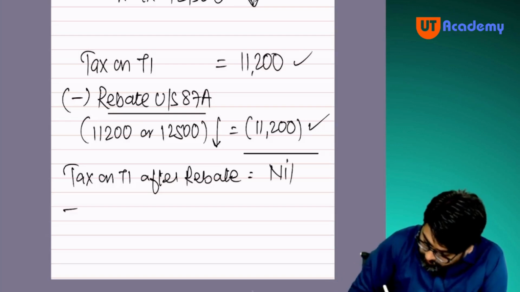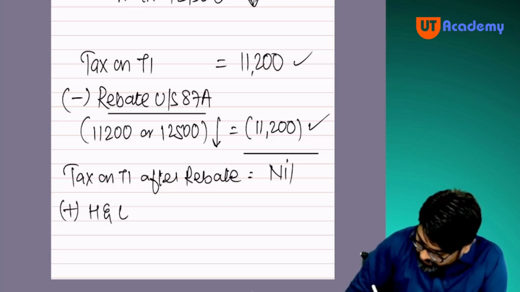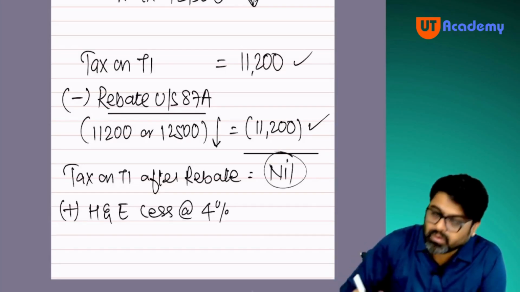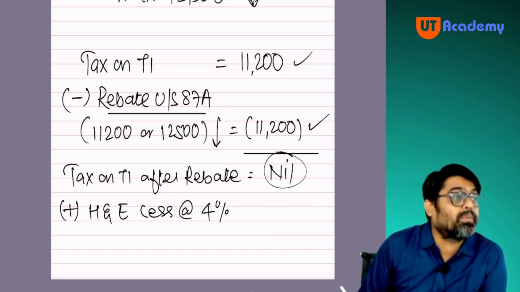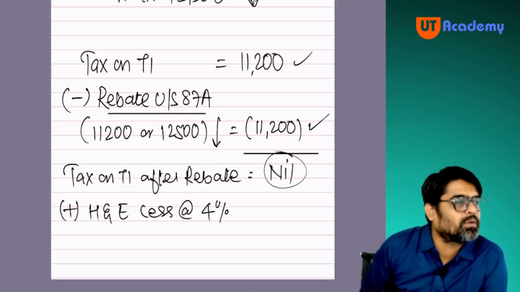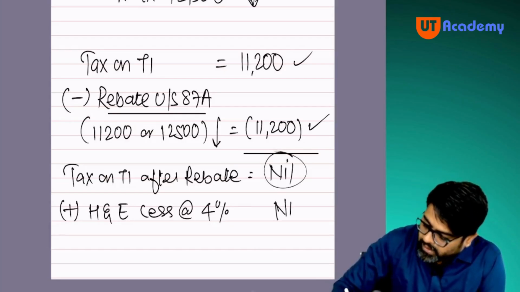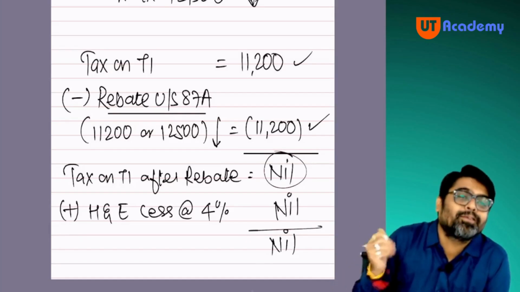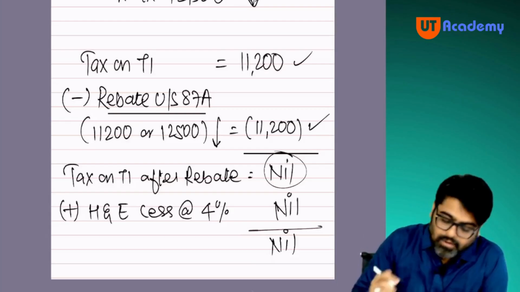And in this tax we add what? Health and education cess at the rate of 4% of this amount only, no? On your calculator, please check 4% of 0 will be how much? 0 only. So cess will be nil. Nil plus nil, your gross tax liability will be nil. Understood, no? Now pay attention.